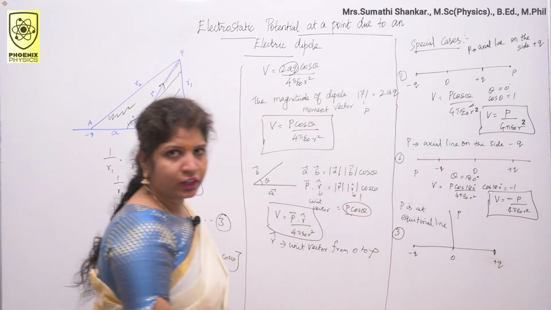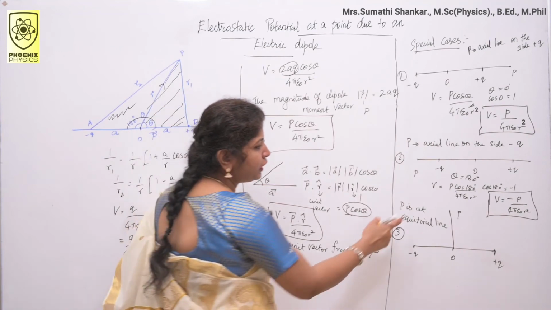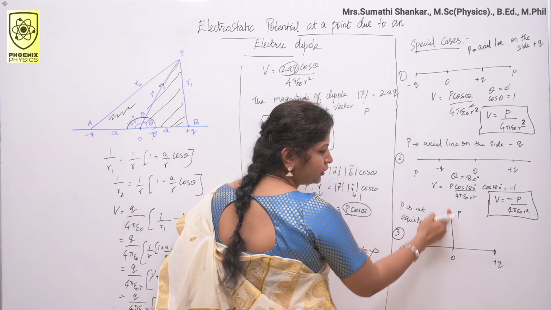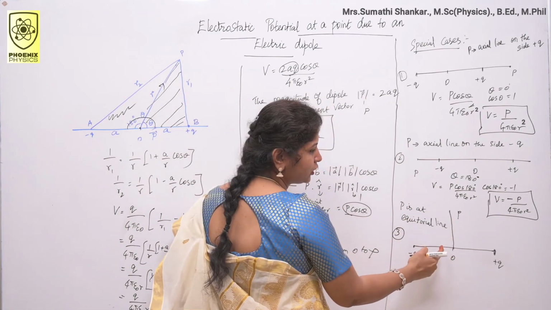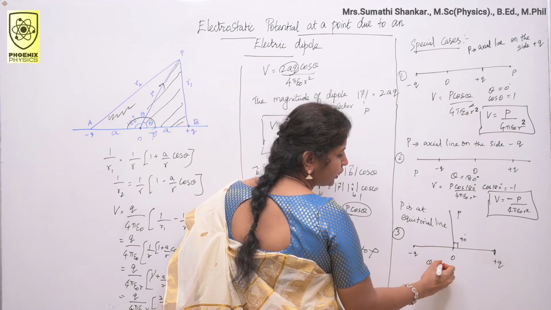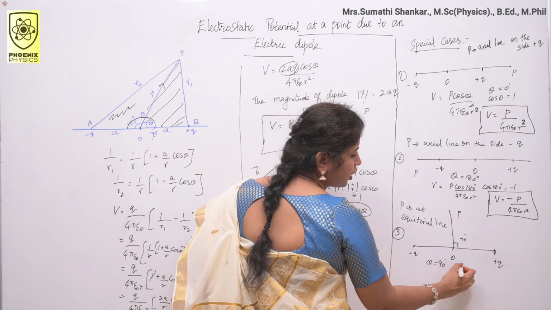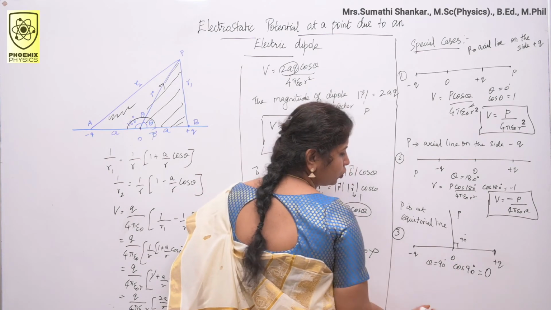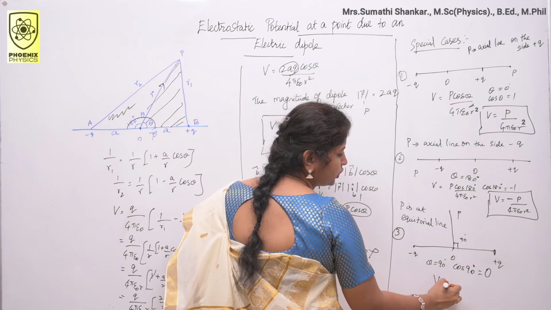Then the third case, here P is at the equatorial line. Equatorial line means at the center. Here the angle is 90 degree, theta is equal to 90 degree. You know that cos 90 is 0. So V is equal to 0.